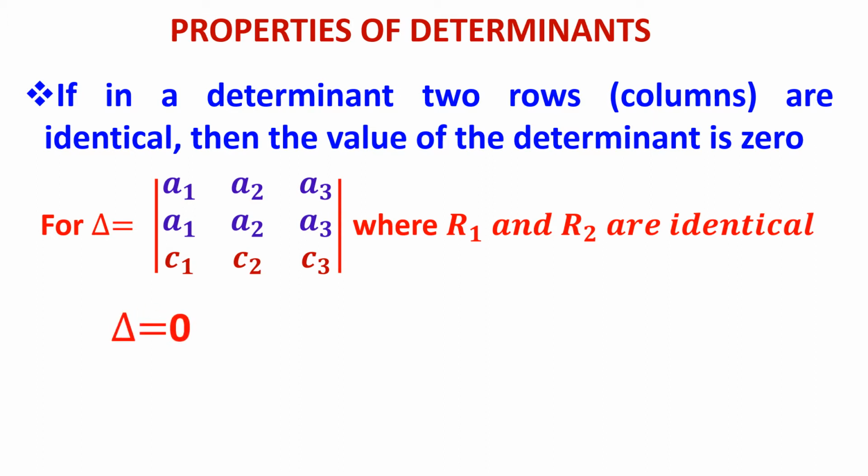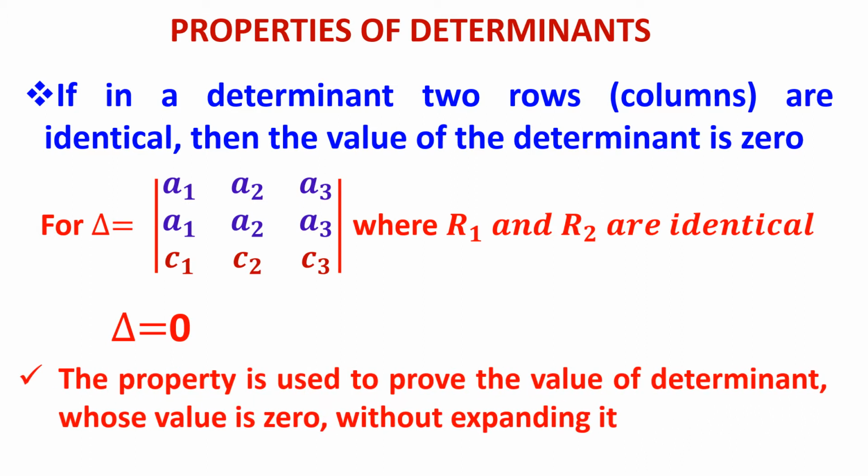Sometimes, when you do some properties or some operations on rows and columns, we will end up with this property that any two rows or columns are identical, and we will not expand it. We will mention this property and write that the value of the determinant is 0. This property is used to prove the value of the determinant is 0 without expanding it. There are some questions in your exercise also, we will see it.